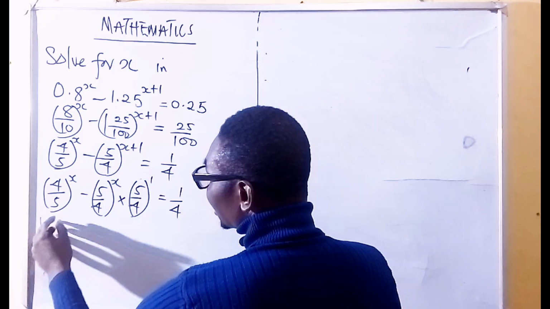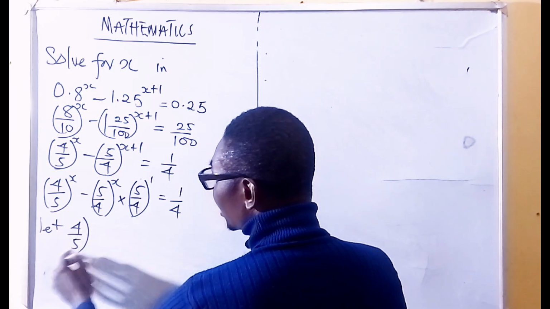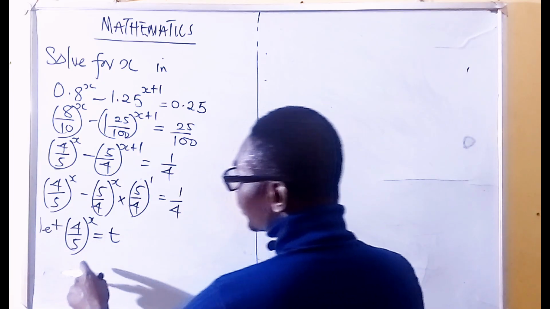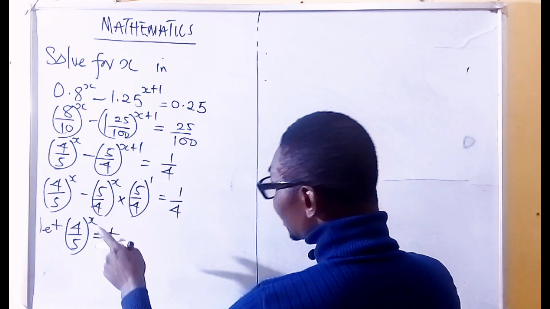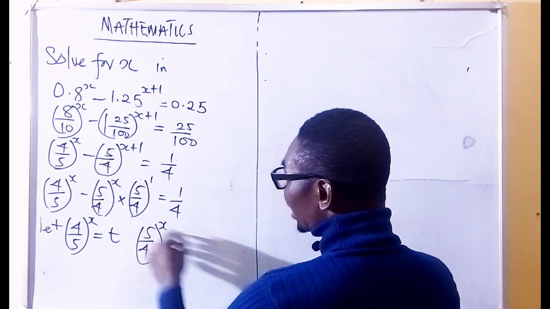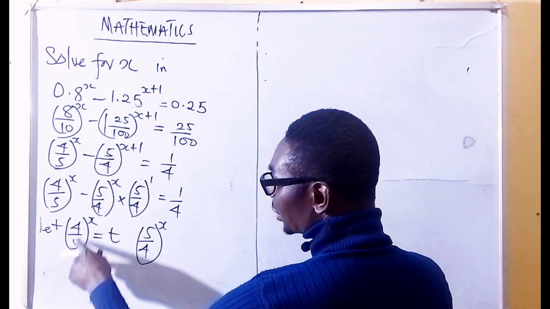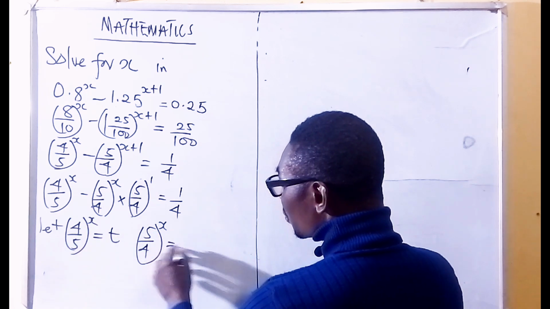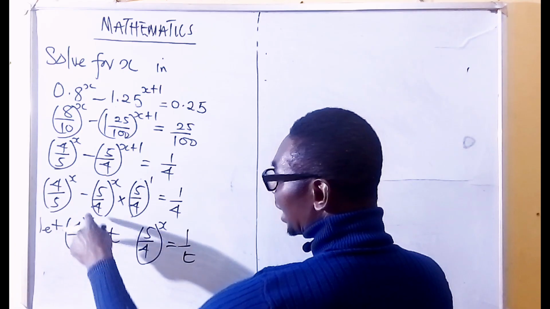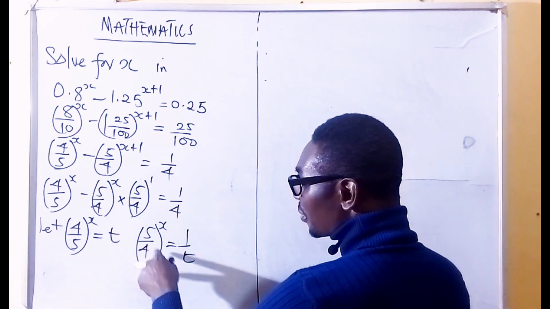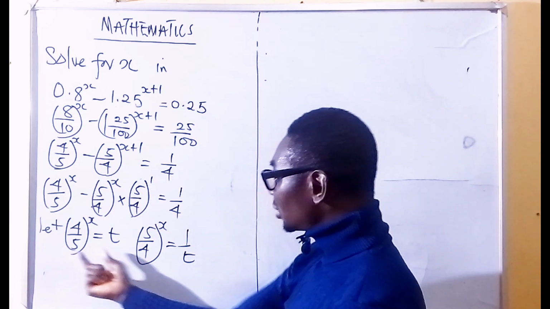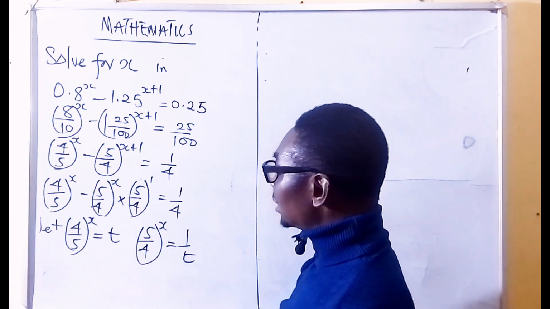Now, let's make 4 over 5 raised to the power of x to be t. If 4 over 5 raised to x is equal to t, therefore 5 over 4 raised to the power of x is just the inverse of this, which will be 1 over t. Since 4 over 5 raised to x is equal to t, therefore 5 over 4 raised to x is equal to what? 1 over t. That is, the inverse of this is this.